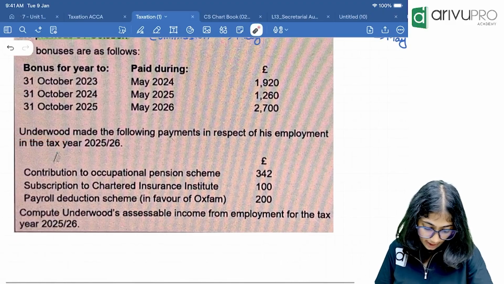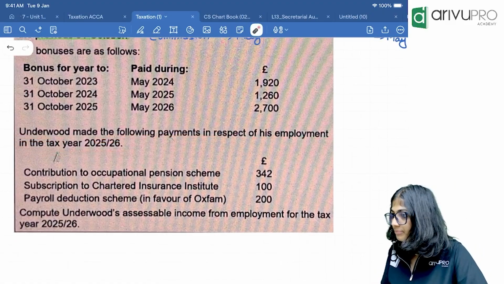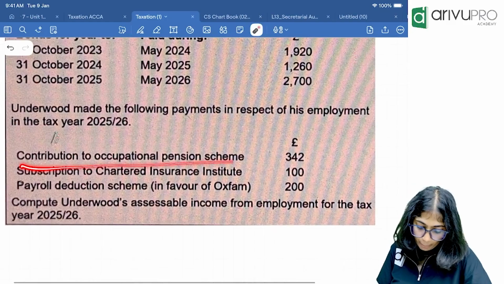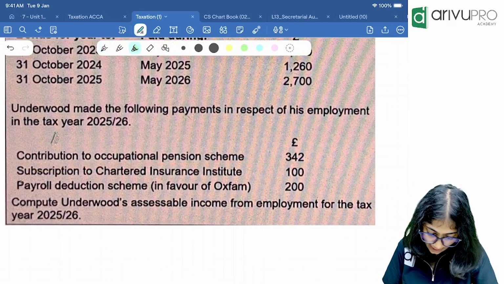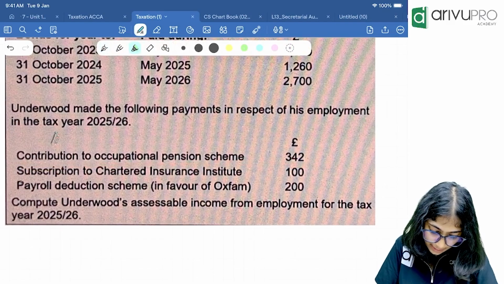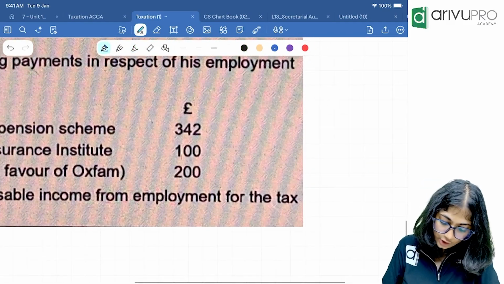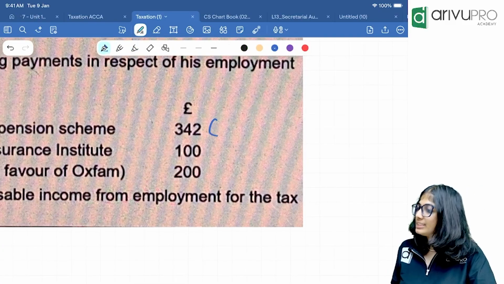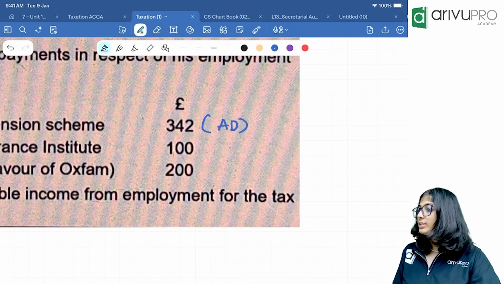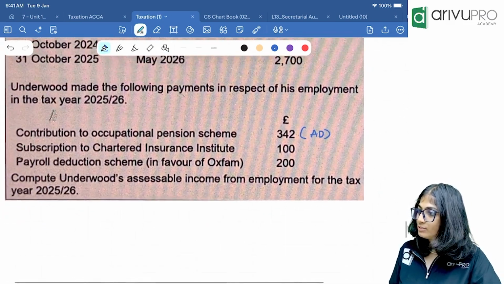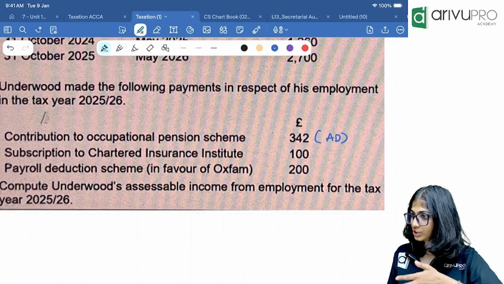Underwood made the following payments in respect of his employment. Contribution to occupational pension scheme. Let's look at it. Is this an allowable deduction? Let's make a small note here. This is how I like to solve it. Is this an allowable deduction? Yes. Allowable deduction, I'll write it as AD. It's an allowable deduction.